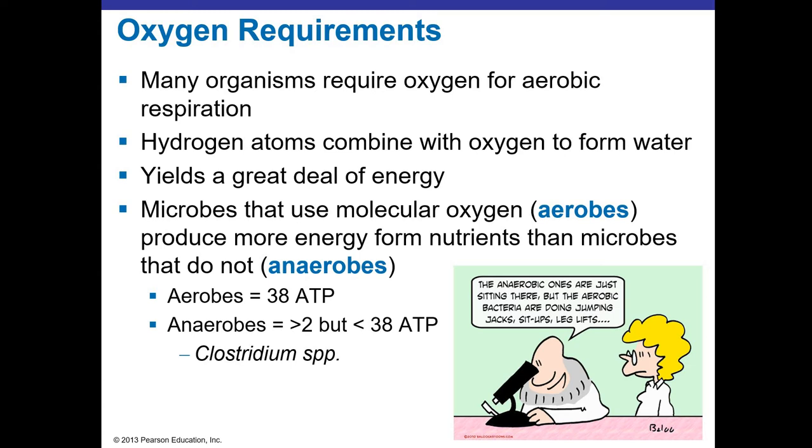So for the oxygen requirement, we can talk about this from the standpoint that our aerobes are going to be able to produce that 38 ATP, so that's why they're doing their jumping jacks and sit-ups as the cartoon indicates, but those anaerobes are just a little bit more sluggish because they can't use all the intermediates in the Krebs cycle to produce as much ATP.